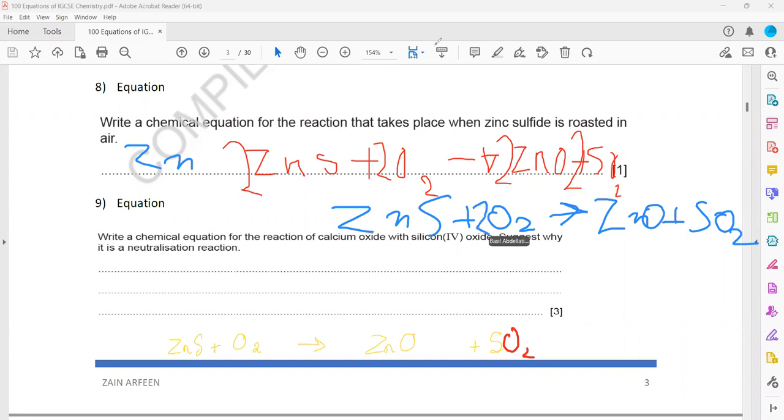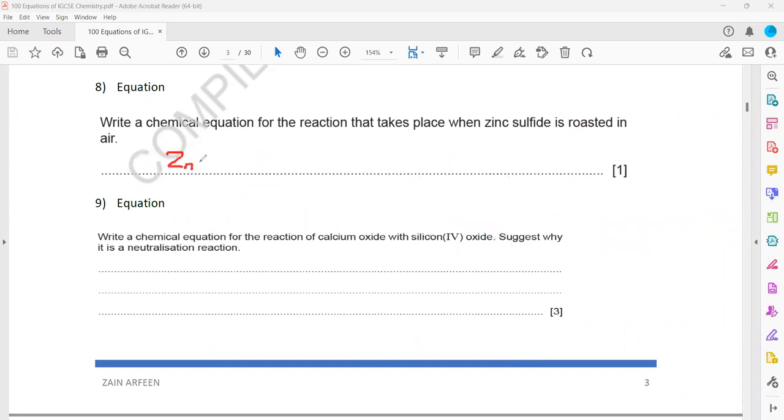So what's the use of writing 2 with all of them? Look at the equation, just a minute. You will balance, I will write neatly. So zinc sulfide is there, and it is roasted in air. As a result, it will form zinc oxide plus sulfur dioxide. That is the equation. Now the balancing part. Start with oxygen. Hydrogen is not there, then the other elements.